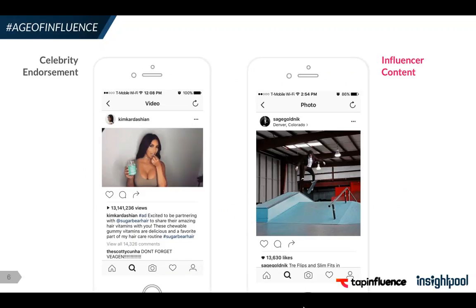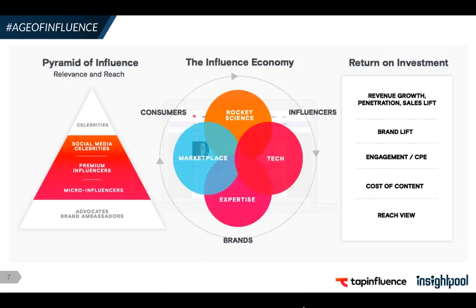Now, if you go to the next slide, the difference between Kimmy and Sage and these other influencers is that there's this thing that we, at least at TAP, have defined as the pyramid of influence. That's the thing on the left. So Kim Kardashian, she would sit at the very top. She's a celebrity. Of course she has influence. But what happens is her content that she creates for brands becomes secondary to her celebrity. So one example of this was her recent jaunt in Paris, where she was held at gunpoint. And that was really the story, period.